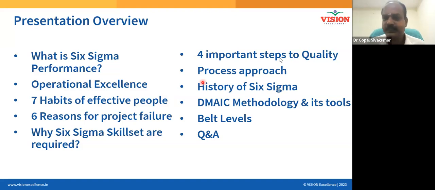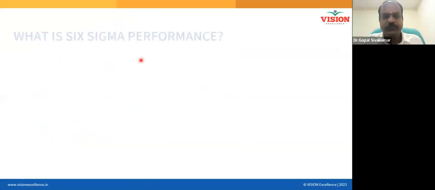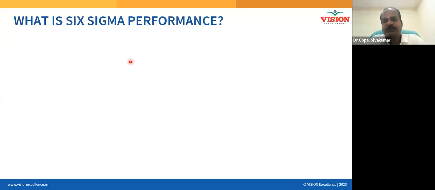And why Six Sigma skill sets are required. And 4 important steps to quality, process approach, history of Six Sigma, and then DMAIC methodology and the tools, belt levels, followed by your question answers. So the first point, what is Six Sigma performance?